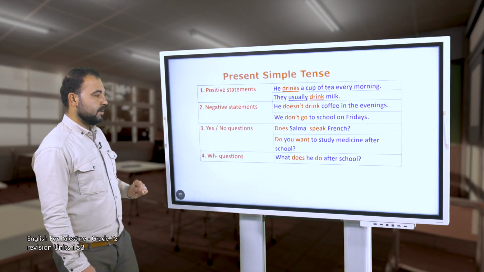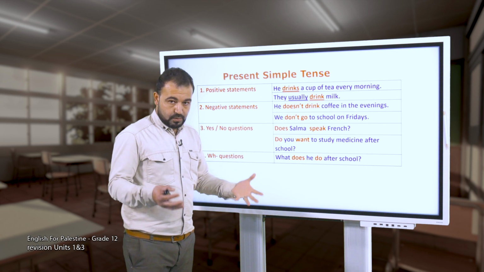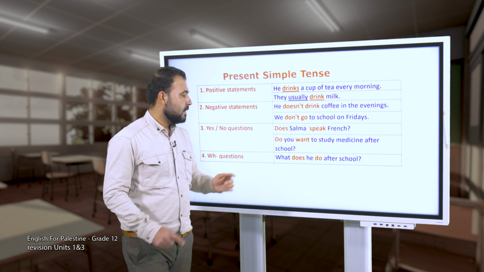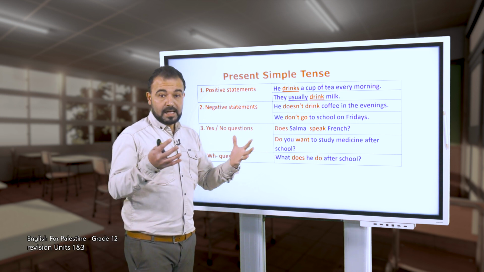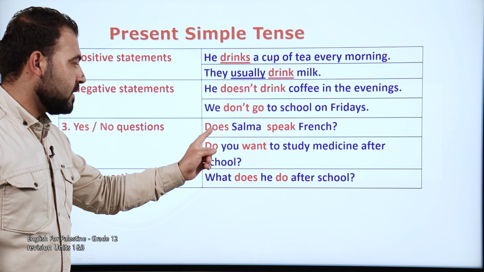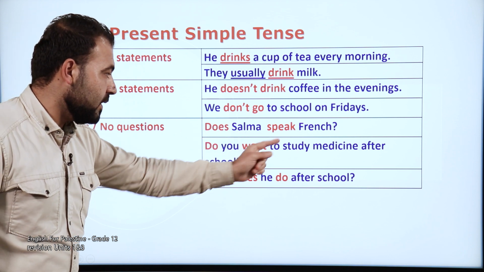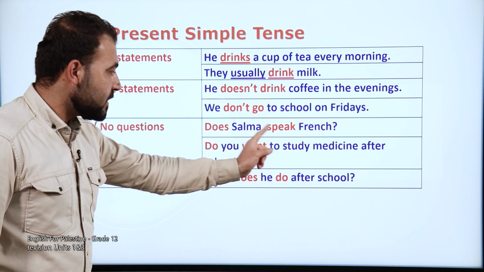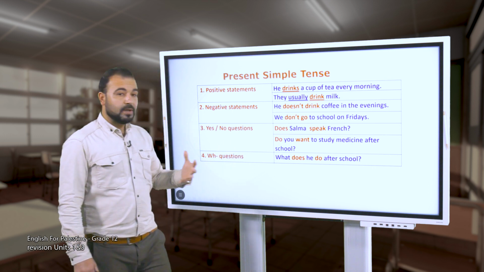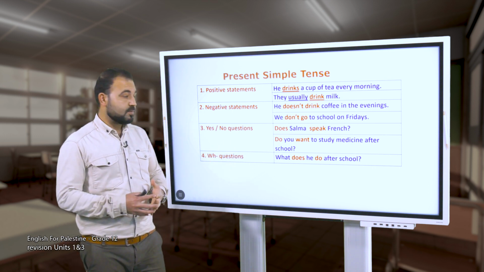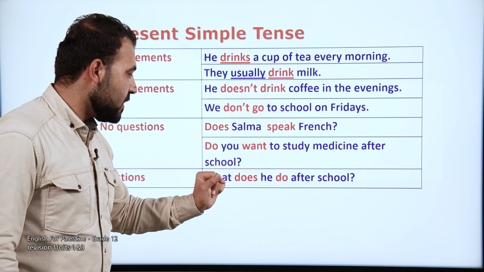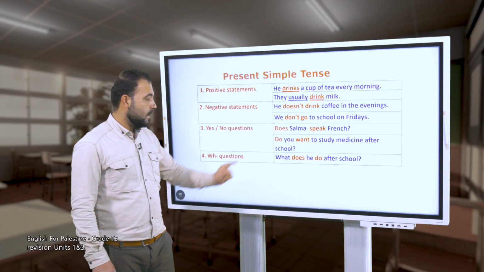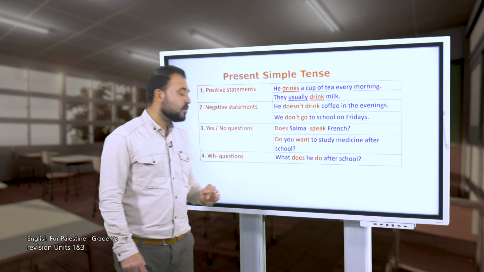Yes-no questions. Number 3. We use the verb do to form yes-no questions using the simple present tense. If we are asking about a singular subject, we use does plus the subject plus the verb in the infinitive form and the complement with the question mark. Does Selma speak French? If we are asking about a plural subject, we use do plus the subject plus the verb in the infinitive form and the complement with the question mark. Do you want to study medicine after school?